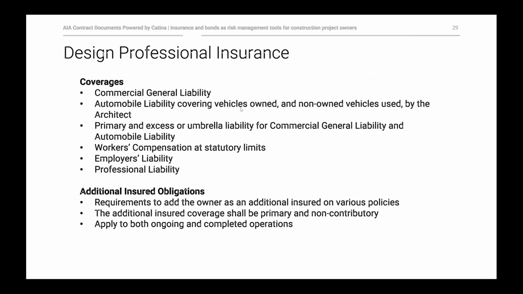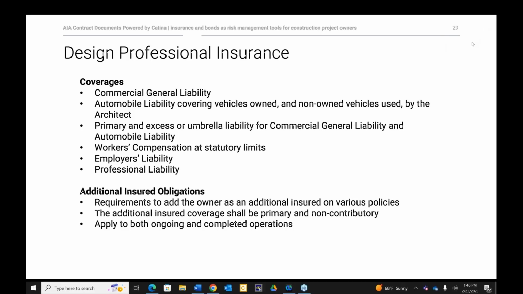Design professionals can obtain anything that you see here on the list, something like CGL, which can cover it in detail, auto, workers' comp, employer's liability, and then, like I talked about a second ago, professional liability. That third bullet point, primary and excess or umbrella liability, that's not a specific coverage per se. It's more so in there to understand that those first 2 bullet points, your CGL and your auto, you can get to those required limits using either standalone CGL and auto policies, or you can have lower limits on your CGL and your auto, and then an umbrella that gets you up to the limits.